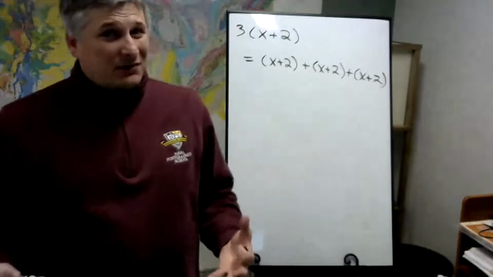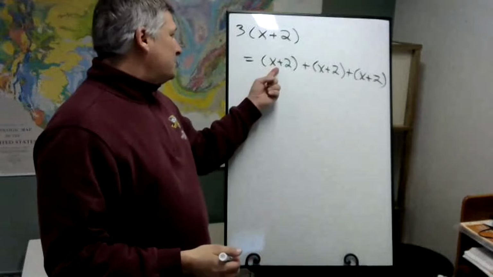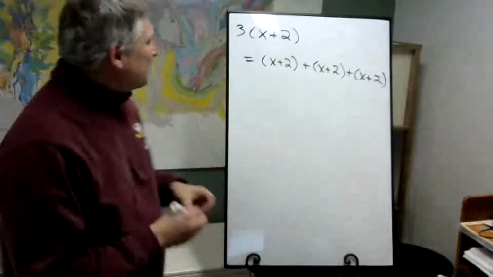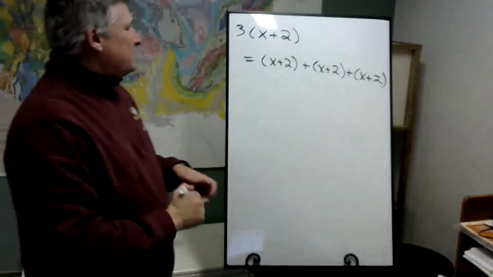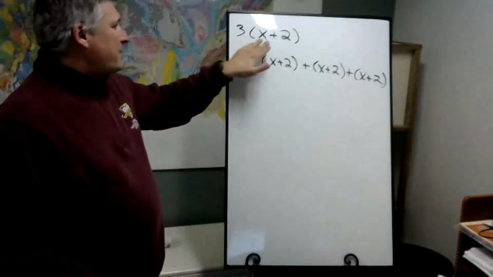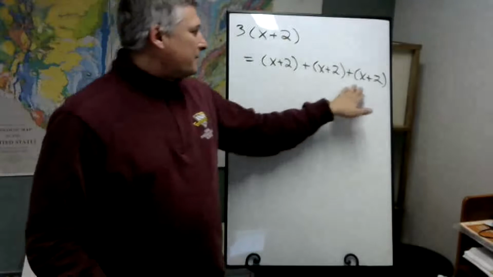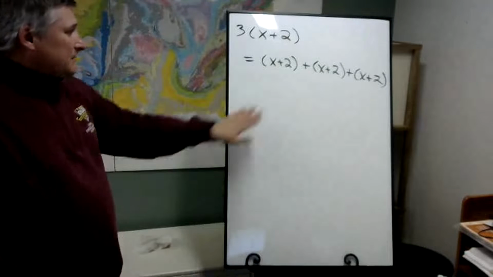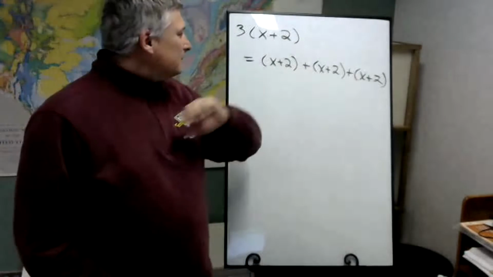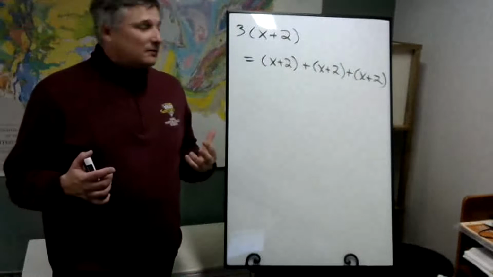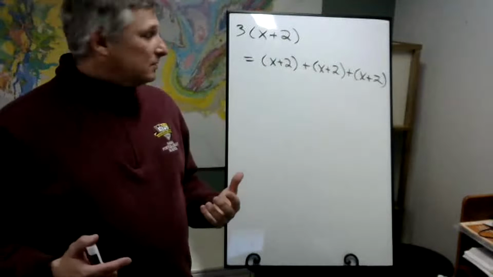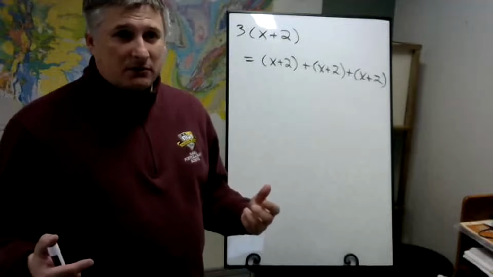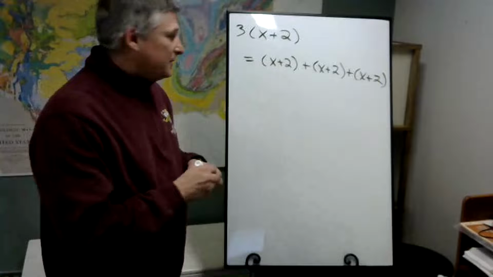Now the parentheses are still there. We're still having to compute what's in the parentheses first, and then we can add everything together. But by the definition of multiplication, 3 times something means we add that something up. We add 3 of them together. So this is our something. Now here's the thing. Because this is addition, and because addition is commutative and associative, we can drop the parentheses.